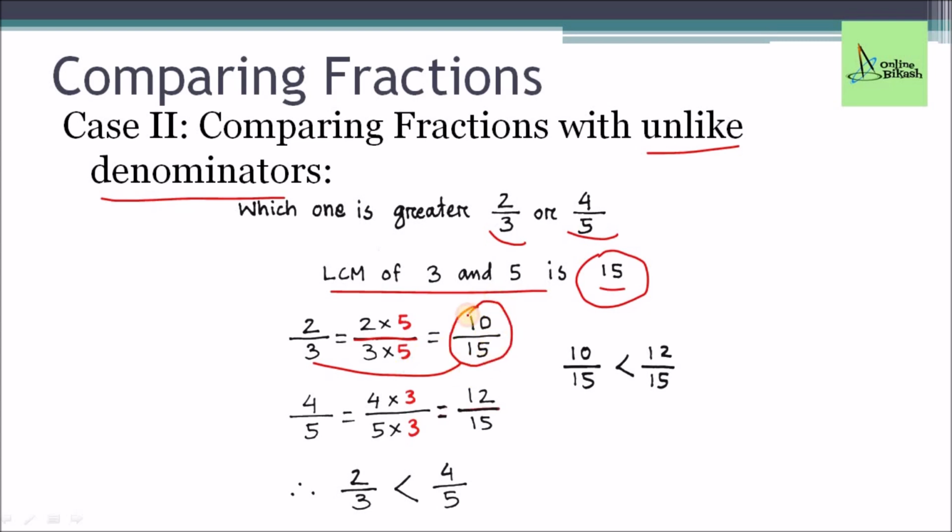This is the equivalent fraction, yes or no? This is the equivalent fraction of 2 by 3. How to find an equivalent fraction? We learned that to find equivalent fractions, you multiply both numerator and denominator by the same number. So here also we have multiplied both numerator and denominator by the same number 5. So this 10 by 15 is also an equivalent fraction of 2 by 3. Okay, is it clear? But you know that we have made this denominator the same as the LCM.